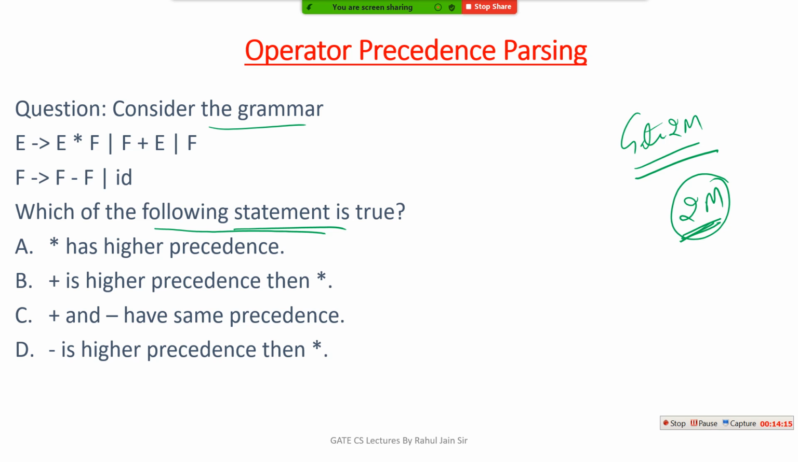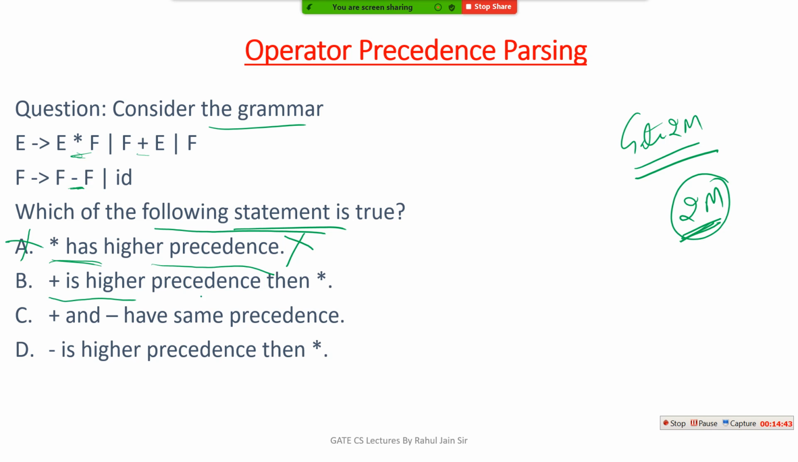Okay, so now I am scanning the options one by one. Option A, guys. Star, that is multiplication, has higher precedence. So if you observe, we can't compare multiplication with plus, but we can compare multiplication with the subtraction symbol. And you can directly say that multiplication has higher precedence is a wrong statement because it is on the upper side, and on the bottom side, some more terminals are there. That is why statement A is false.